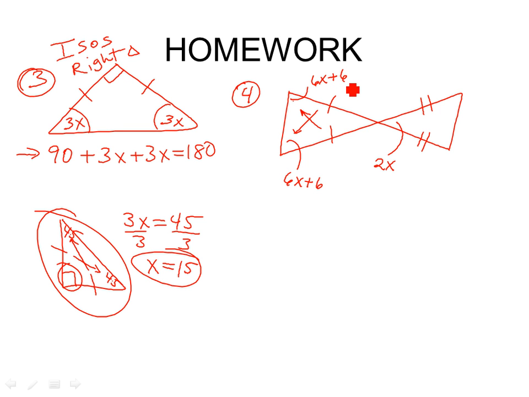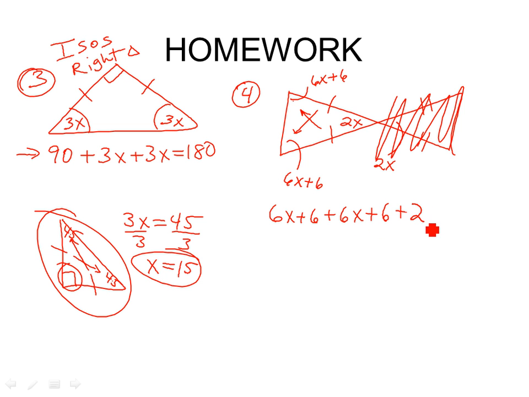What's something else you know in this? Vertical angles, so the other one's 2x. So this one over here has to be 2x. Do we even need this triangle over here then? What's the equation we can set up? 6x plus 6 plus 6x plus 6 plus 2x equals 180.